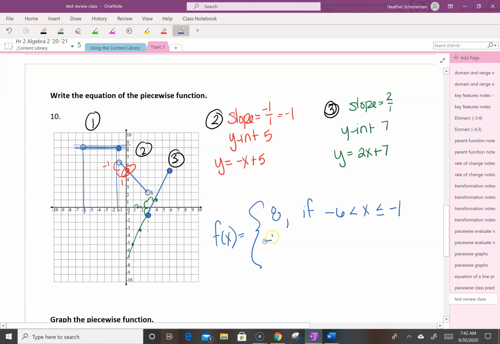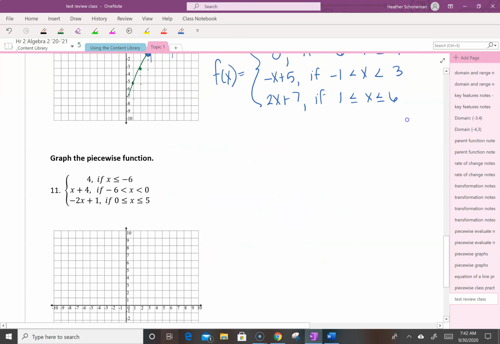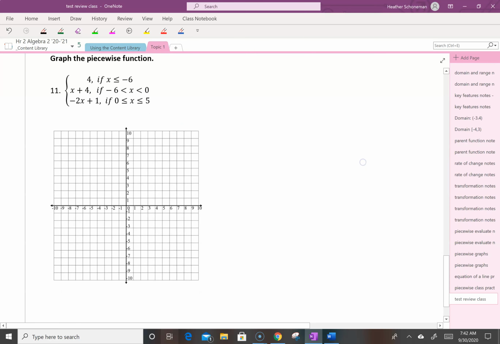Equation 2 is in red. We found that: -x plus 5, comma, if. Write your domain. It goes from -1 to 3. Those are both open circles, so both less than symbols. Last equation, equation 3, is 2x plus 7. If, write the domain. Starts at 1, goes to 6. The last one we need to graph.